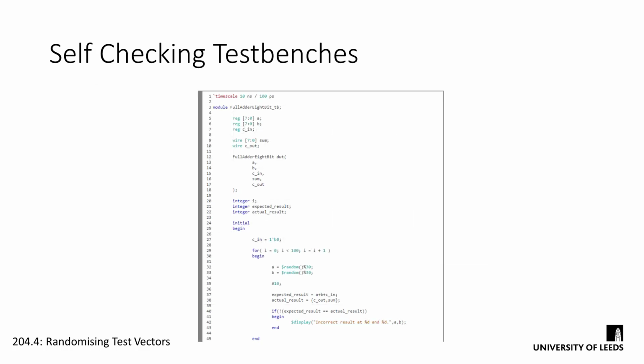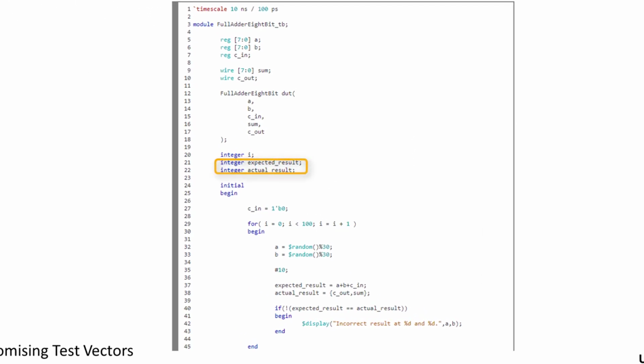In the example here, I've declared two integers, expected result and actual result. Then within the for loop, I set the expected result to equal the output of our mathematical model, which in this case is just the two inputs and the carry-in all added together, and the actual result to a concatenation of the carry and sum outputs, or rather the full numeric value generated by the adder. We then use a simple if statement to compare the two results, and if they don't match, a statement will display in the console, highlighting at which values any issues lie.